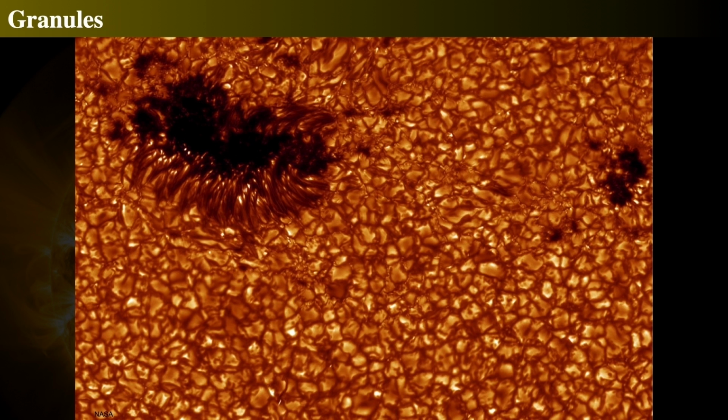So granules are pretty small features, and pretty small is 1,000 kilometers, or about 600 miles across. They cover the entire surface of the sun except where sunspots exist. But remember, each individual granule lives for only about 20 minutes or so. So you have this structure on the sun, about 1,000 kilometers across, that rises up, emits its light, cools off, and then descends back into the sun.